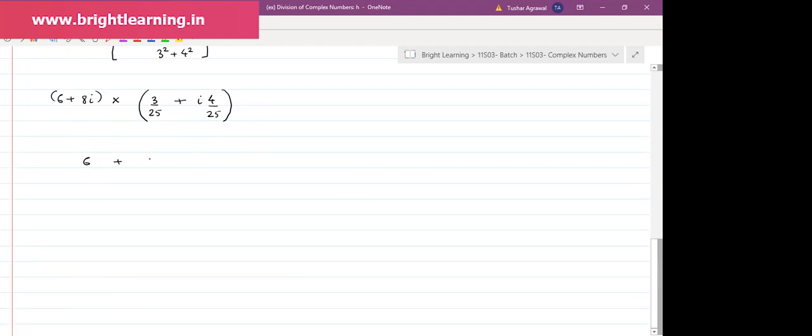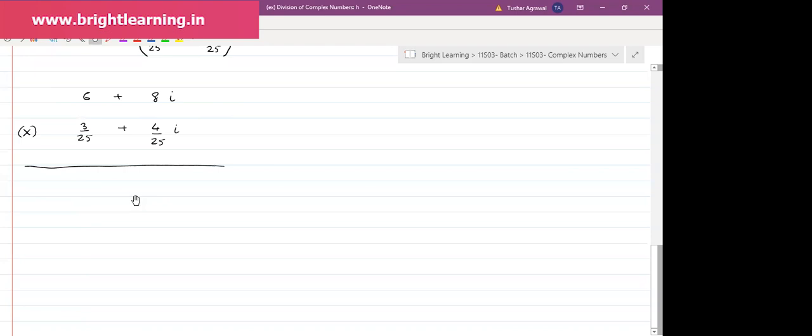For practice, we can write in vertical arrangement 6 plus 8i, and this is 3 upon 25 plus 4 upon 25 times I. Multiplication: the real part of the final answer will be given by this multiplication and this multiplication. 6 3s are 18, and 8 4s are 32, but that 32 will carry a negative sign because I square becomes minus 1. So 6 3s are 18 minus 32.